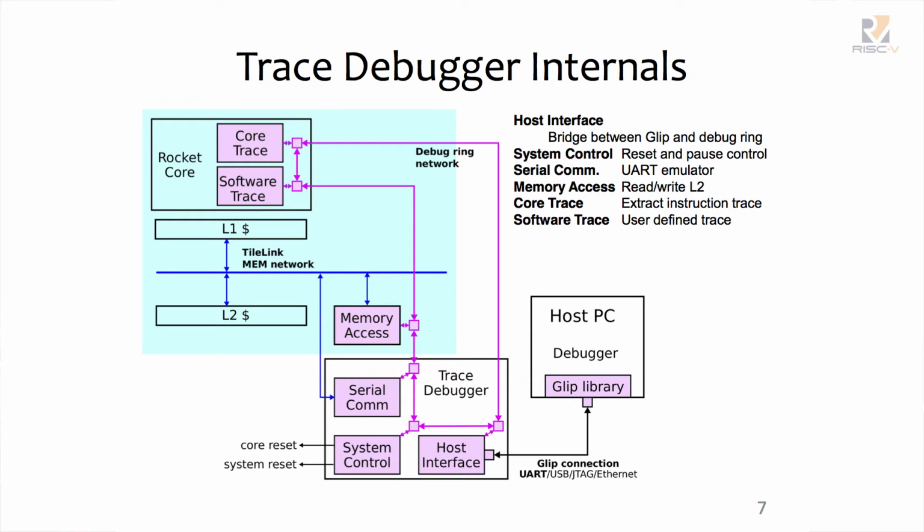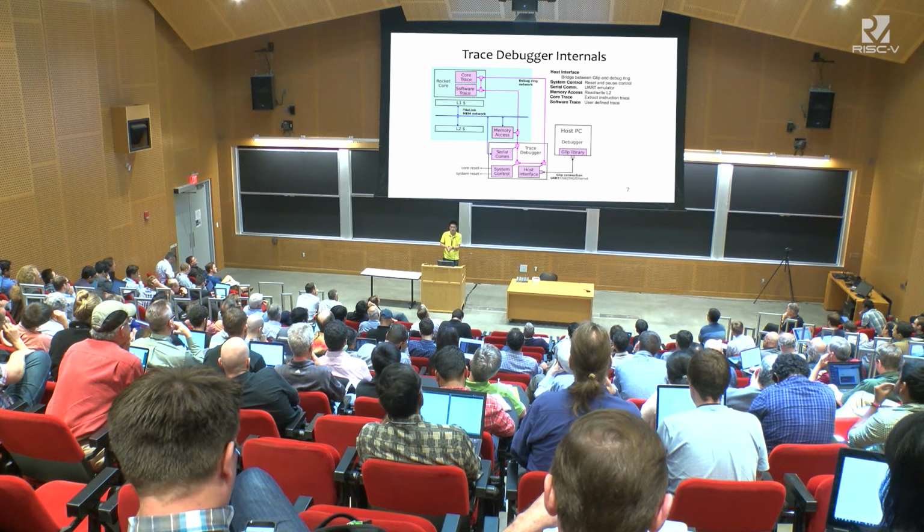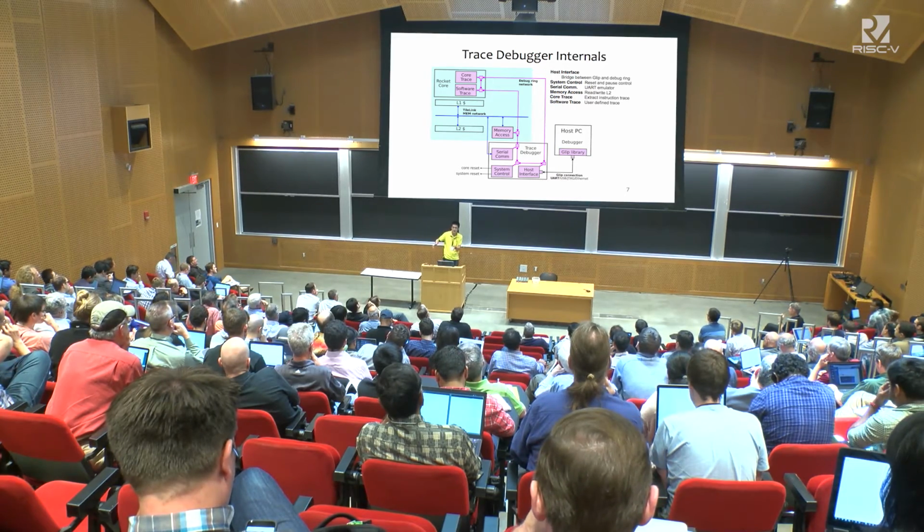We have a lot of modular design as the pink components inside. The host PC is connected to the trace debugger using a host interface and the glib library. Basically, you can use whatever cable connection you want. In every Rocket core there is a core trace and a software trace. The core trace extracts the instruction trace from the processor, and the software trace is where users can define what event they want to trace from the processor. Users can use special instructions in their program to trigger some events. All these traces are sent to the debugging ring network. Then this information goes to the host interface and is sent to your host computer.